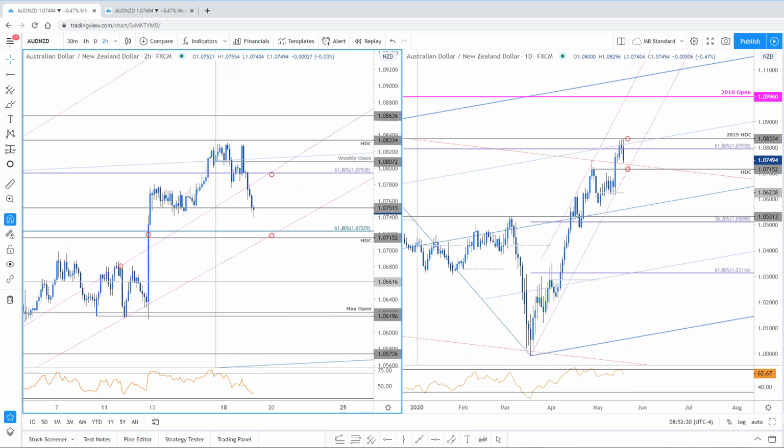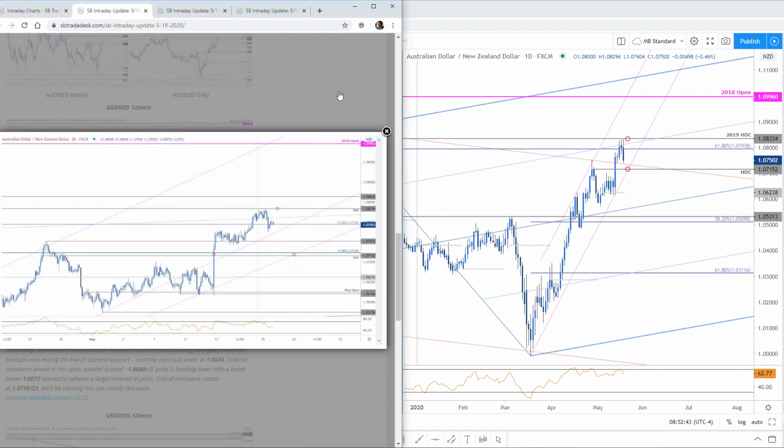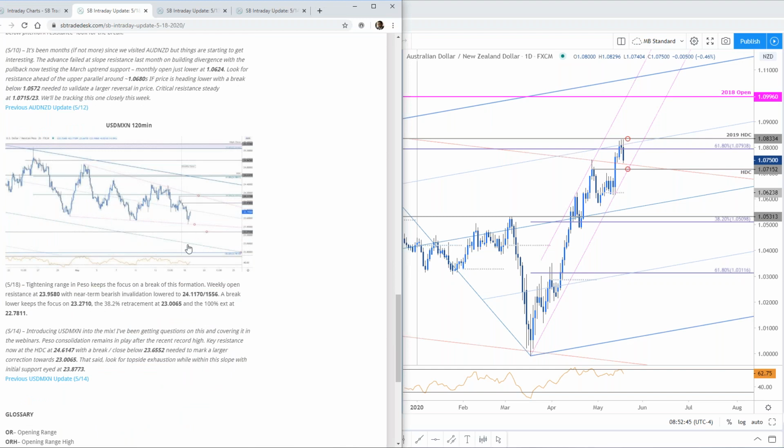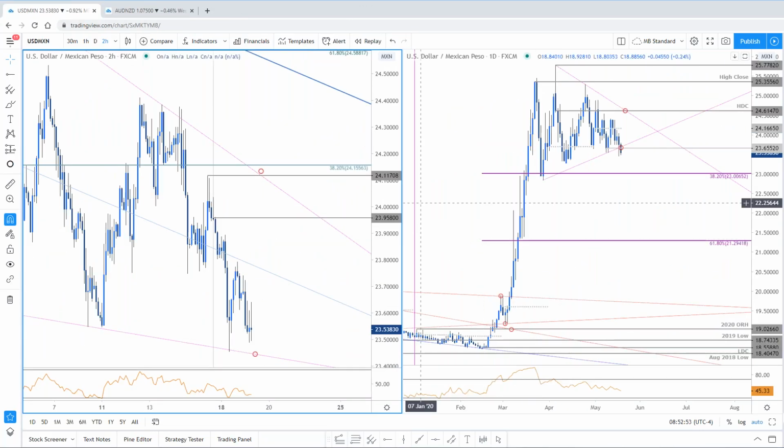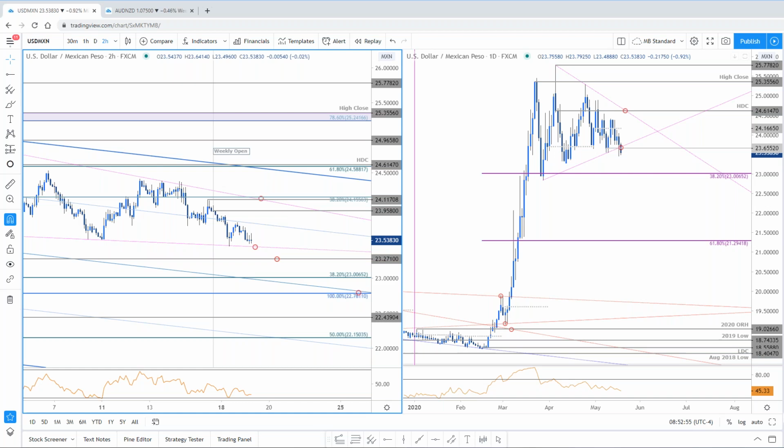Questions on Aussie Kiwi, number 5. Right then, peso looked like this. Just wanted to give an update on this from last night as well, something that we've been tracking pretty closely. Here's what peso's doing. The consolidation, the contraction is still in play.